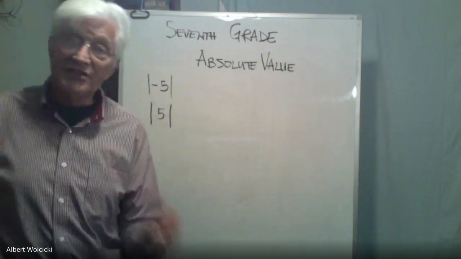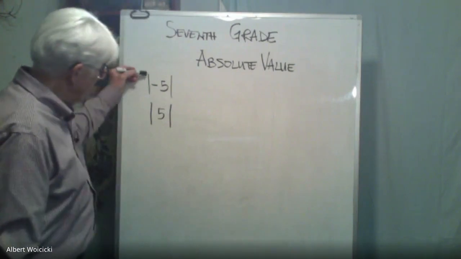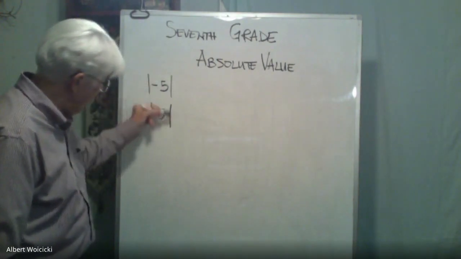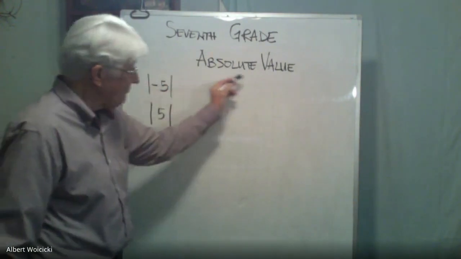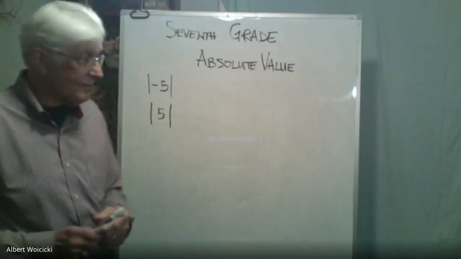Our discussion today has to do with a symbol, two vertical lines around a number, otherwise known as absolute value. What is absolute value?